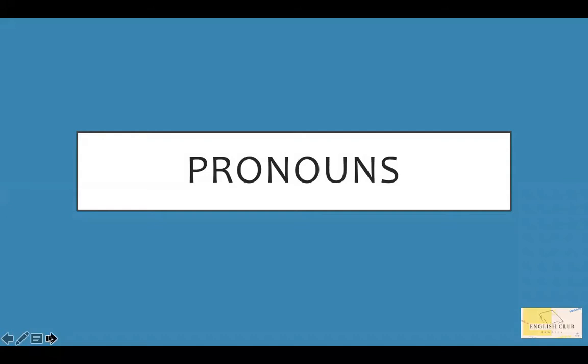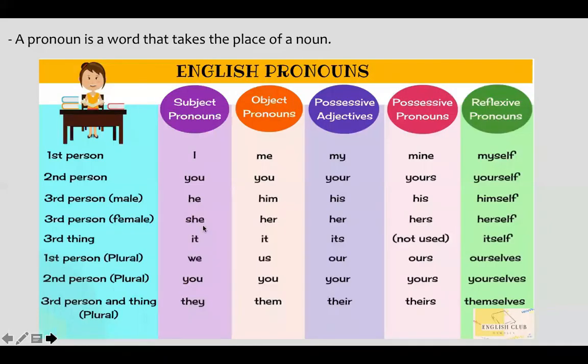So let's see what are pronouns. Basically, a pronoun is a word that takes the place of a noun. Do you guys remember when we talked about nouns? Nouns are asma basically in Arabic.